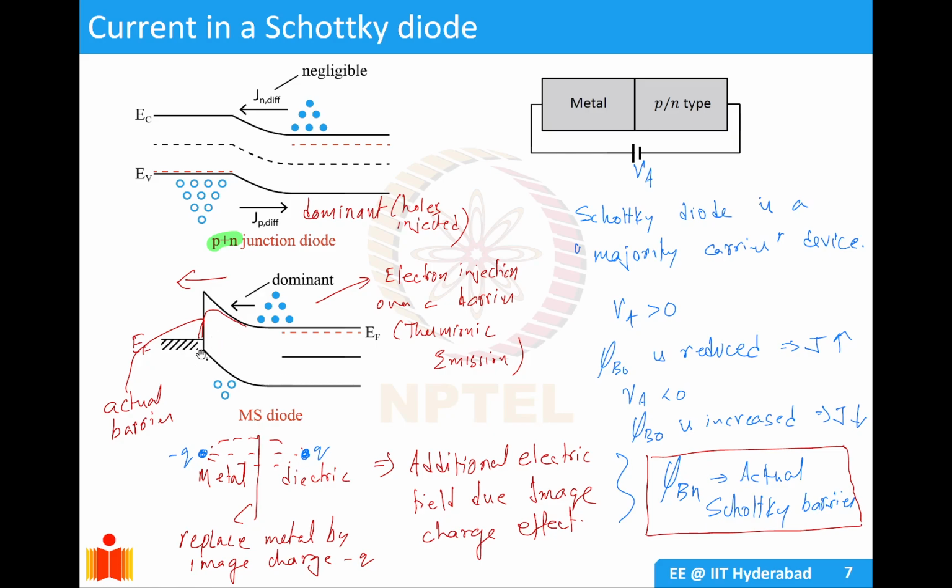But in a metal semiconductor diode, there is only one type of carrier. So for an n-type semiconductor, you only have electrons as carriers because holes are a minority. You can see here the electron injection is blocked, electron movement is blocked by the barrier, so the current is very low. As the barrier reduces, your electron current increases. As the barrier increases, your electron current decreases. There is no current due to holes.